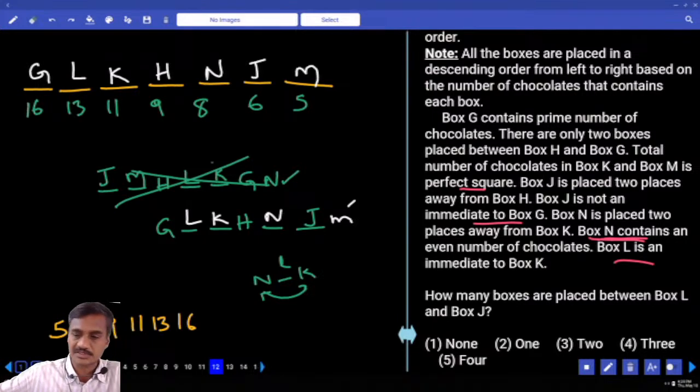Now in this case, the sum of K and M must be a perfect square. M is 5, K is 11. 11 plus 5 is 16. And N contains an even number of chocolates, that is 8. Is my information clear or not? So what is the order we have? G, L, K, H, and J. Clear?